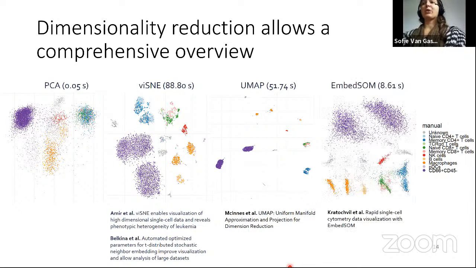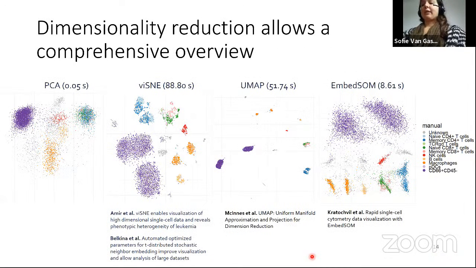And then there are also some more recent and exploratory methods, like for example, this EmbedSOM, which actually builds on FlowSOM. It also uses a self-organizing map to map the individual cells in a two-dimensional space. So lots of options out there and certainly very helpful if you want to get an overview of your data.